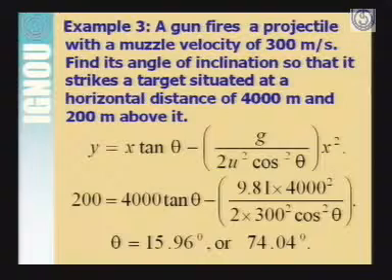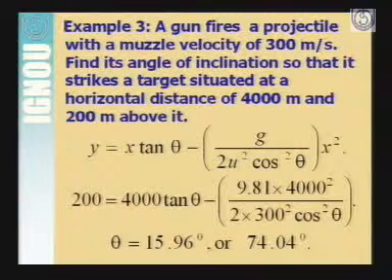Let us discuss one more problem. So the third problem is: a gun fires a projectile with muzzle velocity of 300 meter per second. Find the angle of inclination so that it strikes the target situated at a horizontal distance of 4000 meter and 200 meter above it.